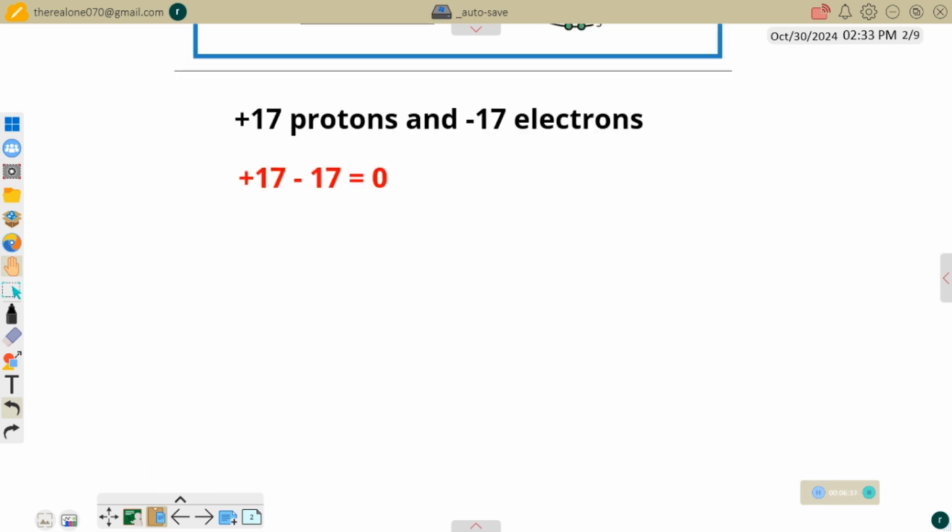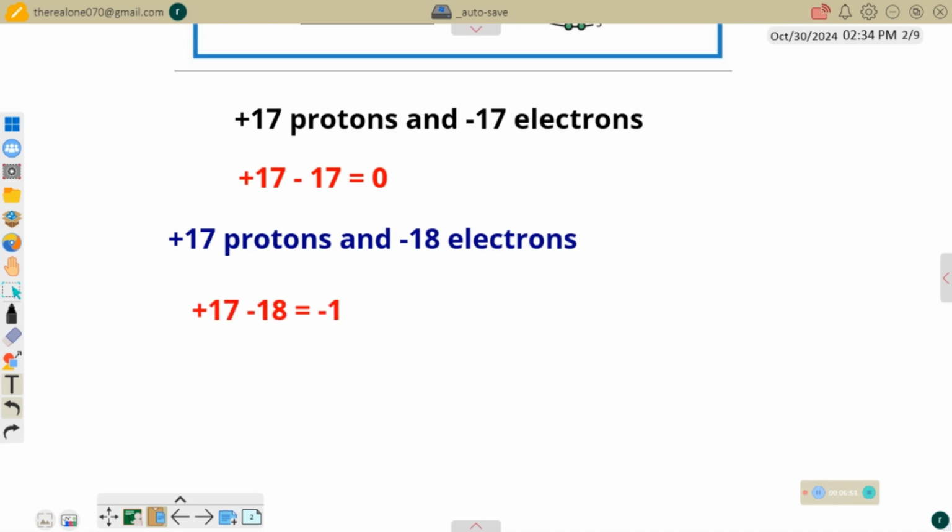Now, when chlorine gains 1 electron, it means we are going to have 18 electrons, but the protons still remain 17. So if we perform the addition of 17 and minus 18, of course, the result will be negative 1. So that means plus 17 minus 18 equals minus 1. So the overall charge that we'll get here is negative 1. That's why every non-metal that gains electrons becomes electrically negative. They become negatively charged.